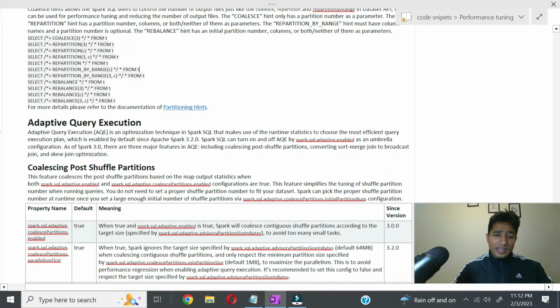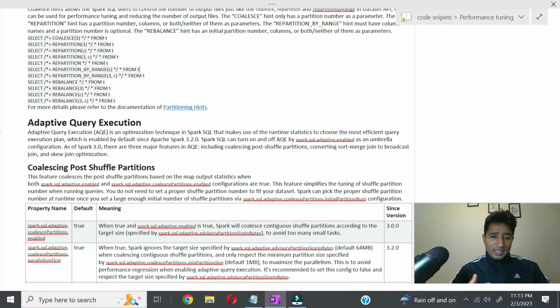Adaptive query execution is an optimization technique in Spark SQL that makes use of runtime statistics to choose the most efficient query execution plan. What adaptive means here is the execution plan. Before Spark 3.0, there is one query plan which is selected and it will be executed throughout the query, right?